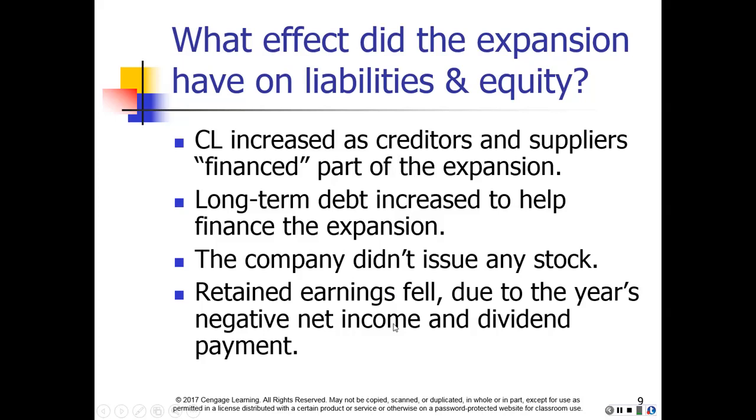Current liabilities increased. It looks like we used creditors and suppliers to finance part of that expansion. Long-term debt increased to help finance the expansion. The company did not issue any stock, but retained earnings fell due to the year's negative net income and dividend payment. So we may not have used any equity to finance that, but in an indirect way, because the net income was negative due to all the interest we had to pay on debt.